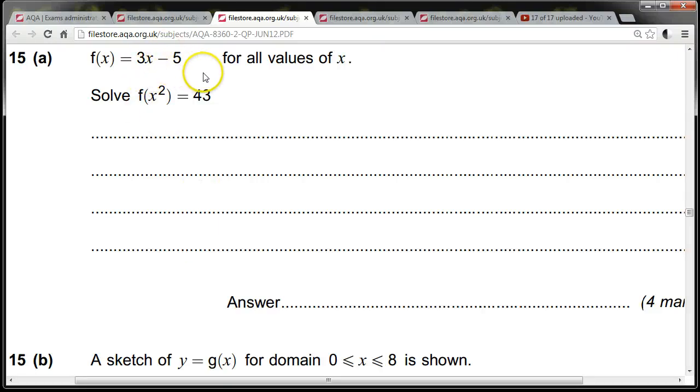f(x) equals 3x minus 5 for all values of x. Solve f(x) squared equals 43.